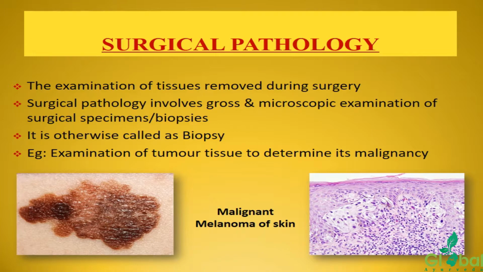First one, surgical pathology: the examination of tissues removed during surgery. During surgery, in order to find clinical evidence to prove what the clinical case is, or the cause behind the death of a person, we remove certain tissues during surgery, or in living condition also, to find the exact cause for a proper diagnosis. Surgical pathology involves gross and microscopic examination of surgical specimens, biopsies. Microscopic examination is enabled here for surgical pathology.